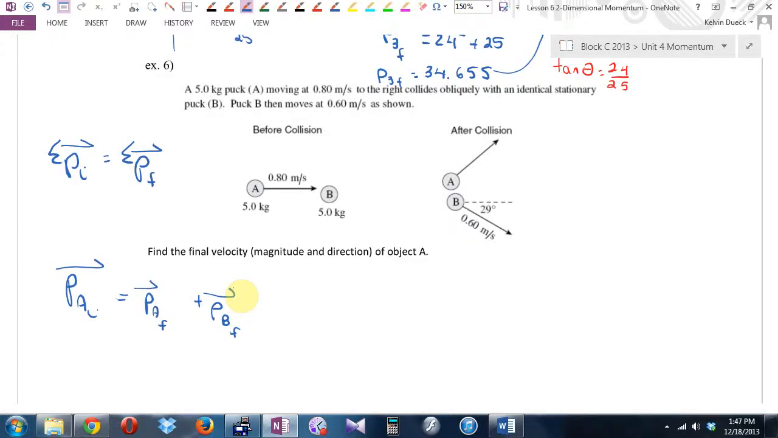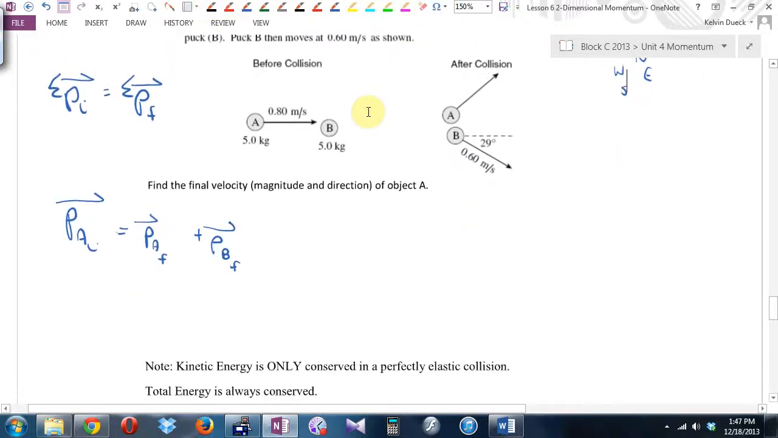Yes? You know what? I'm going to draw a little compass rose over here because apparently even when I draw it, I still get east and west mixed up, but I better draw it to at least catch it. I guess the initial momentum of object A looks like that. And it's mass times velocity. What is mass times velocity for object A before the collision? 4?